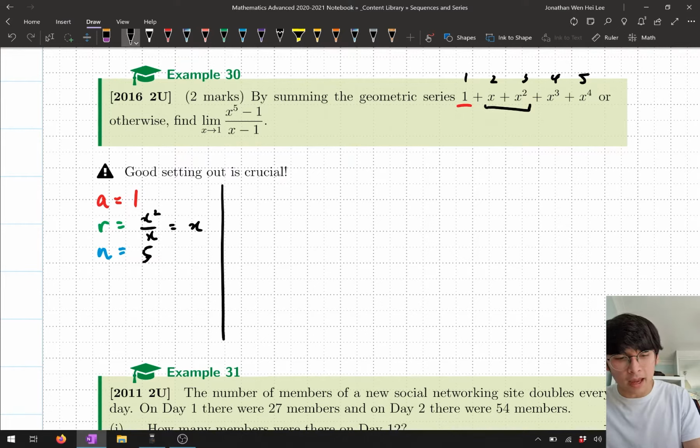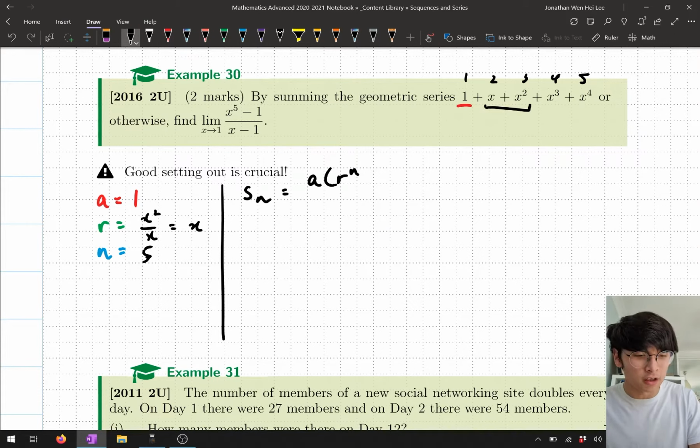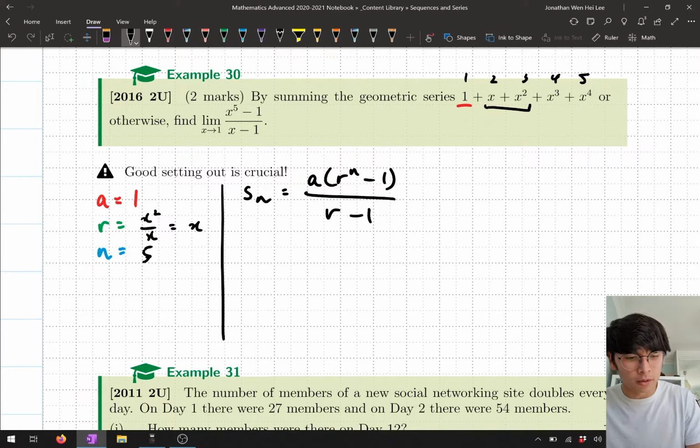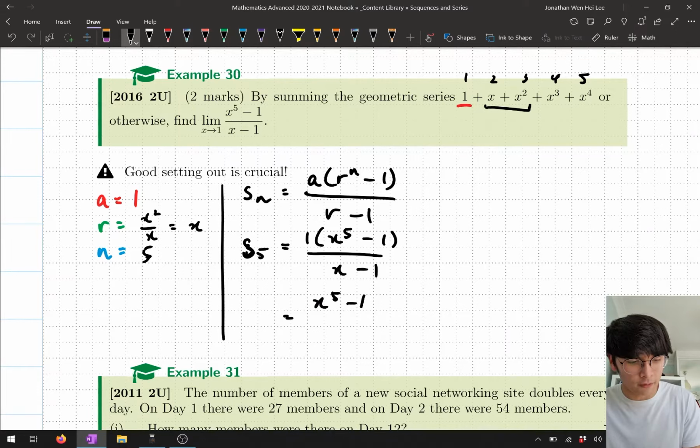So I'm going to be finding the sum of the first 5 terms. I'm going to use this formula. Sn, the sum of the geometric progression, is a times r to the power n minus 1, over r minus 1. And so when I substitute the values I have here, the sum of the first 5 terms is going to be 1 times x to the power n, or x to the power 5, because the value of n is 5, minus 1, over x minus 1, because that's the common ratio. And so we get x to the power 5 minus 1 over x minus 1.